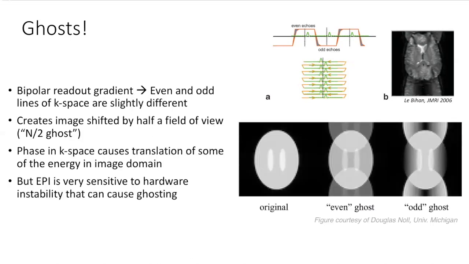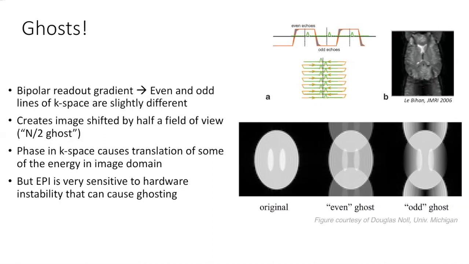And so again, this change in the phase error in K-space causes this translation of the image within the image domain. And if anybody's running EPI, it's very sensitive to hardware instability because you're playing these fast switching gradients. So it's nice that it's a very fast sequence, but unfortunately you can have these ghosting artifacts.